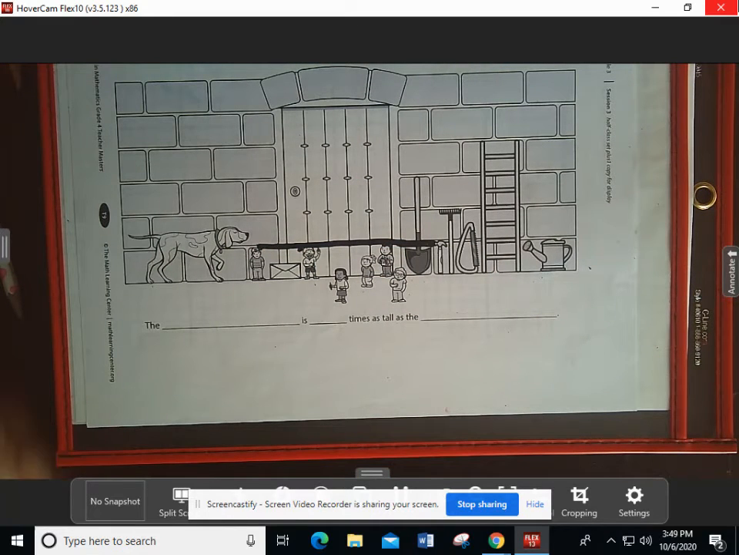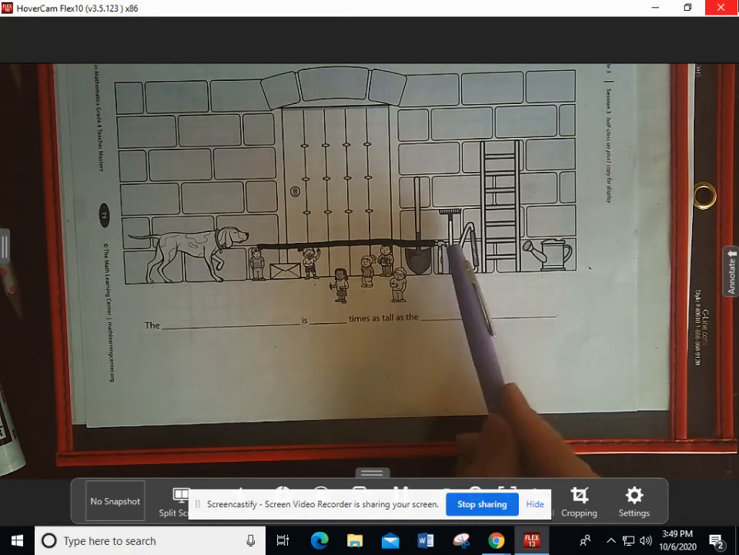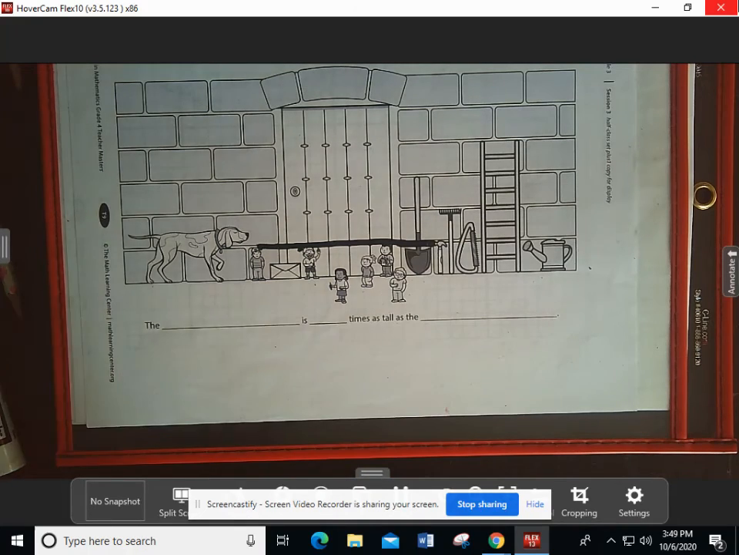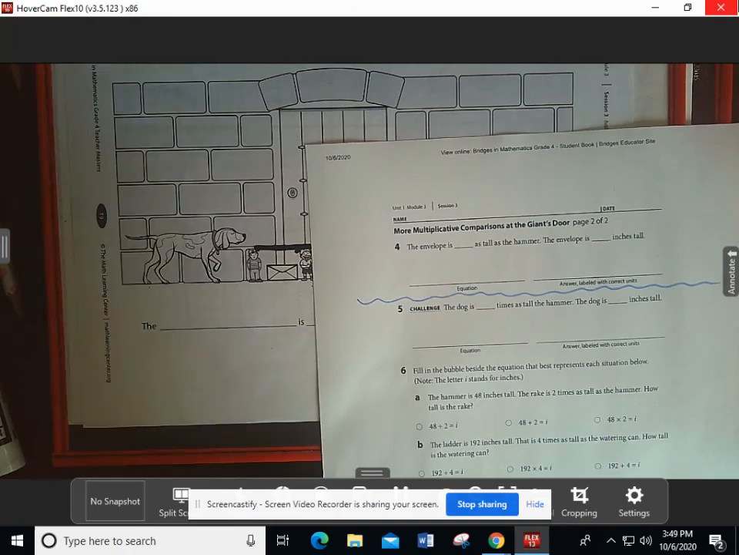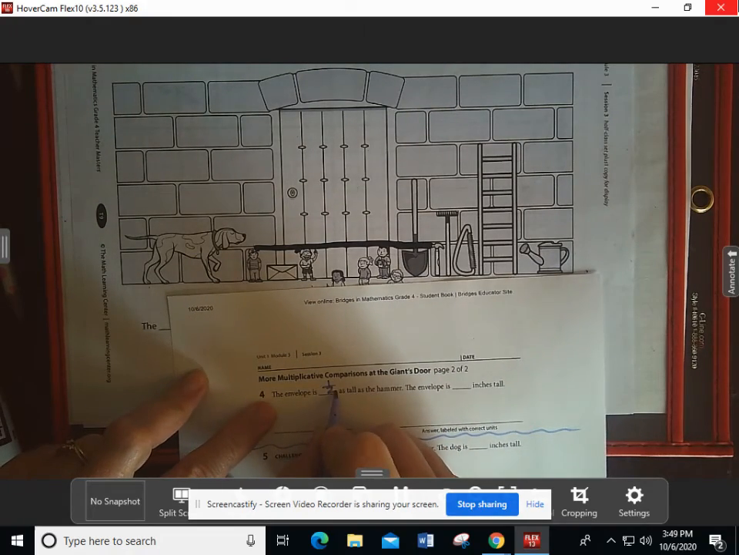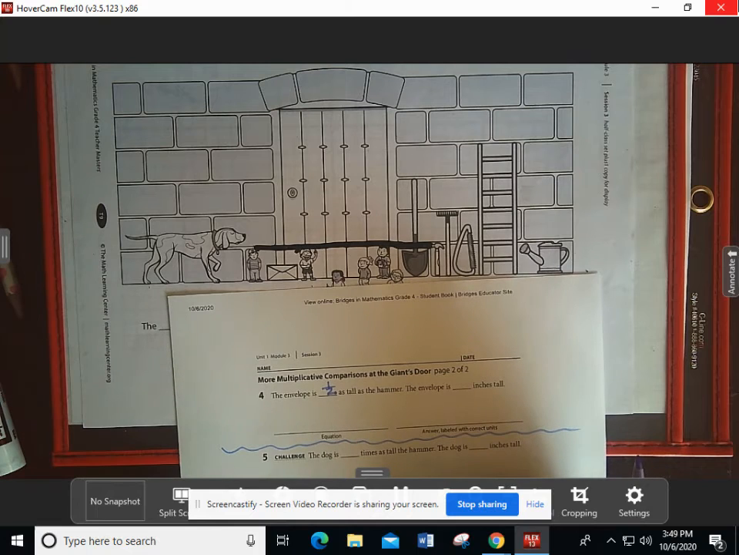What do we do with that? So what are you noticing? Here's the hammer's height. There's the envelope's height. Did you notice the envelope is only half as tall as the hammer? Oh my, now how do we write this? Remember, we're supposed to write equations.